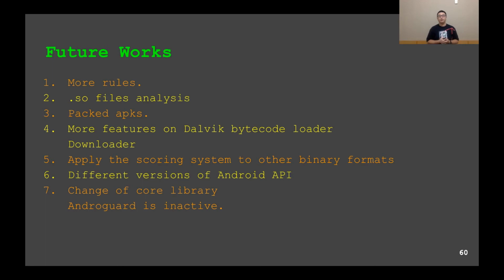And also, we noticed one thing. We noticed that the API changes in different versions of Android. And every year, it has a newer version. So, we will also take care of this problem in the next version of Quark. And the last thing, we probably will change the core library since Androguard has been quite inactive recently.